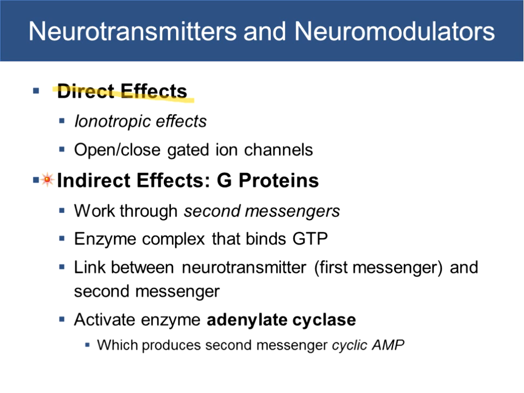Indirect effects are going to work through what we call a second messenger system. So indirect effects will involve G proteins, and they have enzyme complexes that will bind to these G proteins and create a second messenger system. There's a link between the neurotransmitter, which we would consider the first messenger, and the second messenger. A lot of times the second messenger could be something as simple as cyclic AMP. Then we activate this enzyme called adenylate cyclase, and once that enzyme is activated, this is when we have the second messenger.